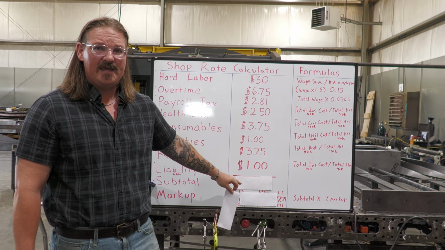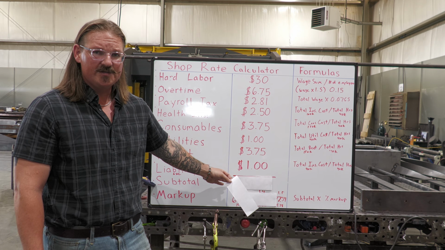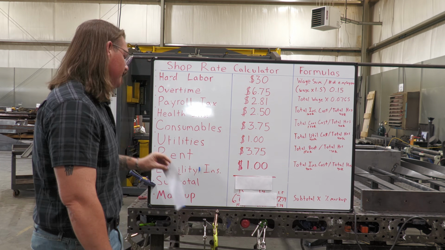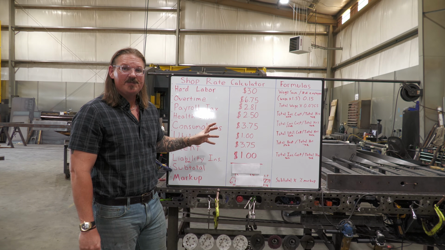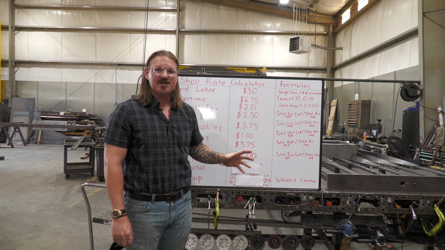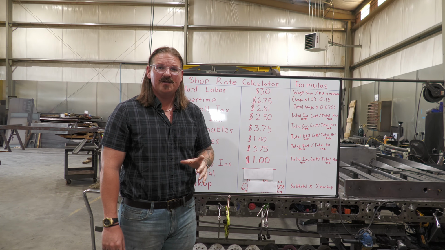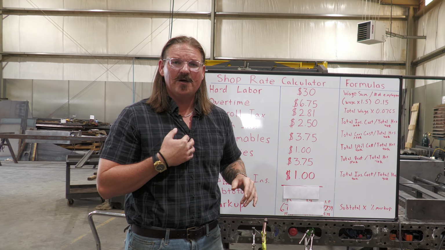So last year we paid about 40 grand in insurance. 40,000 hours, $1 an hour goes to insurance every single hour we're working. We're cruising pretty good. We got all of our costs figured out. This should enable you guys to be the hero of your shop. If you understand these numbers and know how to charge for your work, you guys are going to be the hero.